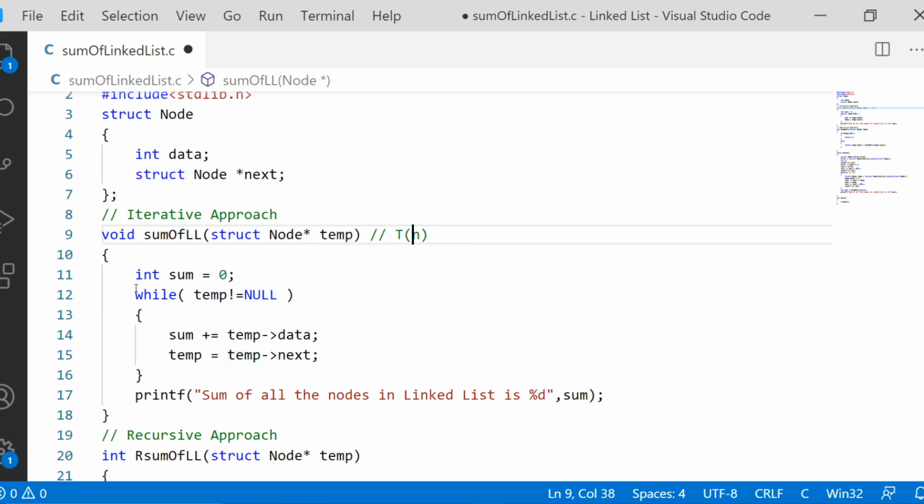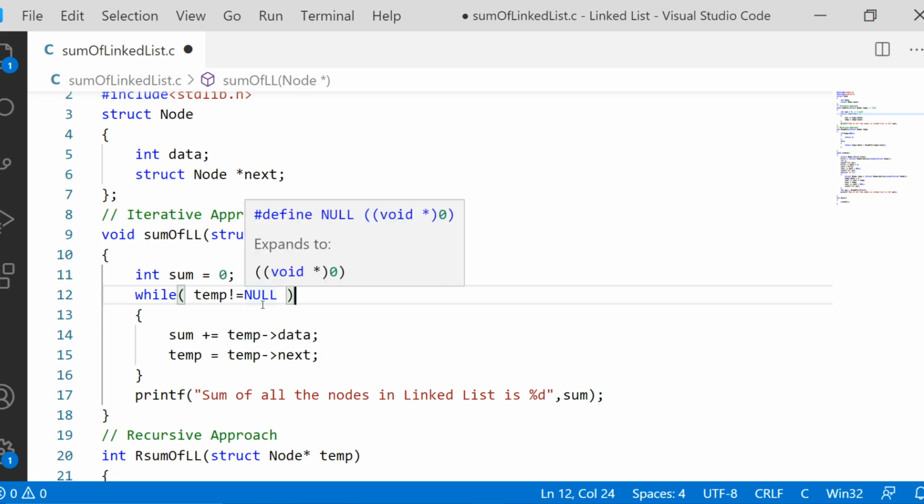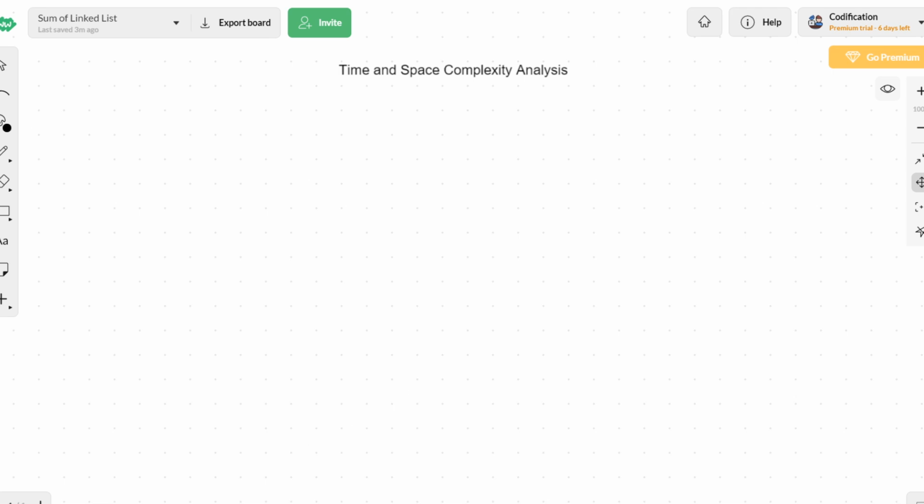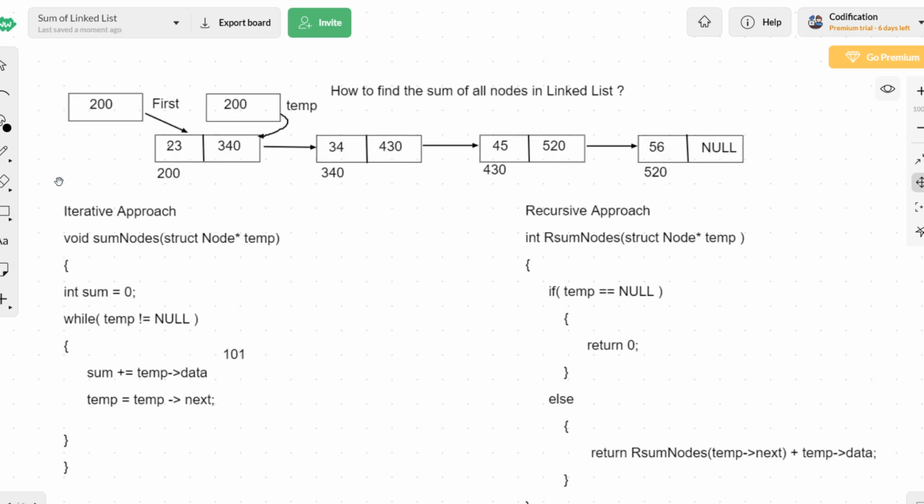Each and every operation will be taking 1 unit of time, a single operation. So initializing the sum variable to 0 will take 1 unit of time. Then coming to this loop, how many times will this loop be executed? Temp not equal to null, how many times will this condition be executed? How many nodes are available here? 1, 2, 3, 4, 4 nodes are available.